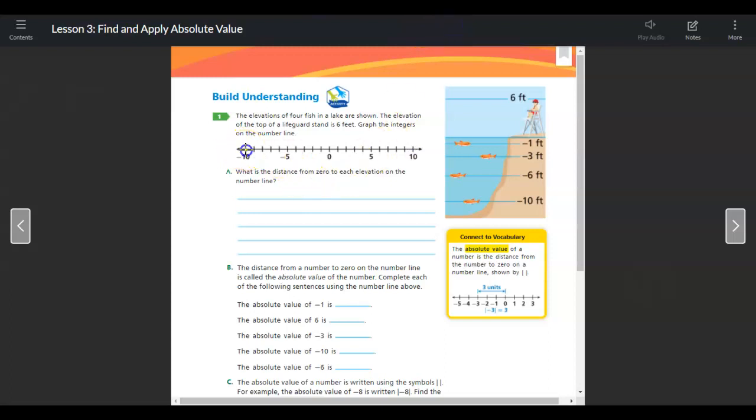Negative 10's over here. Then we have negative 6. Negative 3, negative 1, and then that guy, he is sitting up at 6 feet tall. What is the distance from 0 to each elevation on the number line?